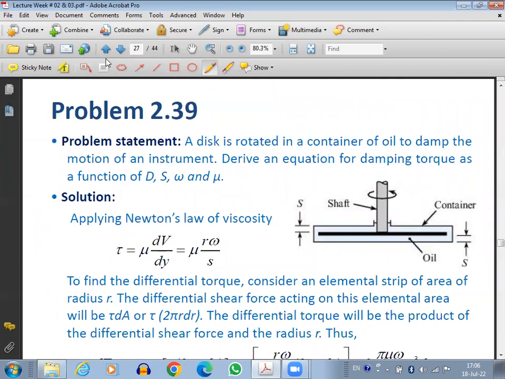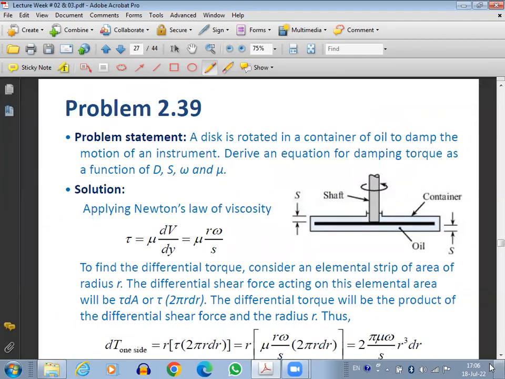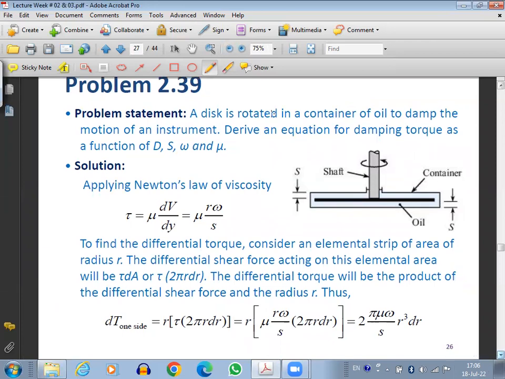Okay. So let's have another problem. A disc is rotated in a container of oil to damp the motion of an instrument. Do you know what damping means? Slow down. You see, here's a damper for the case of the door. Slow down the motion, control the motion. So we have a disc rotated in a container of oil to damp the motion of the instrument. Derive an equation for damping torque as a function of diameter, s, omega, angular velocity, and viscosity.